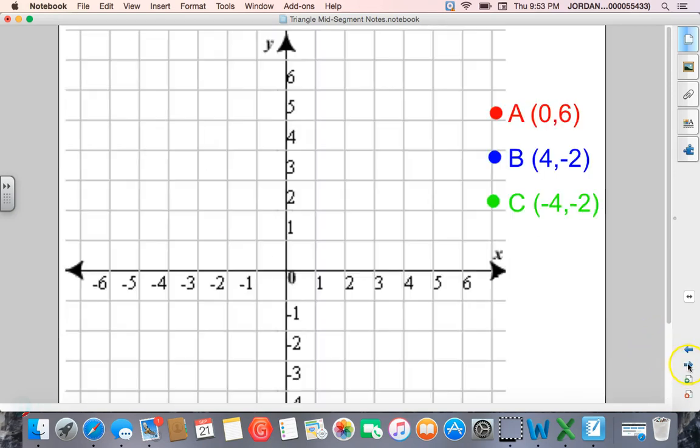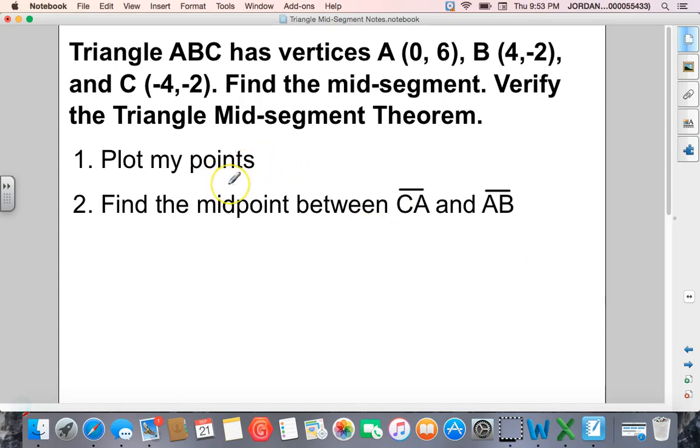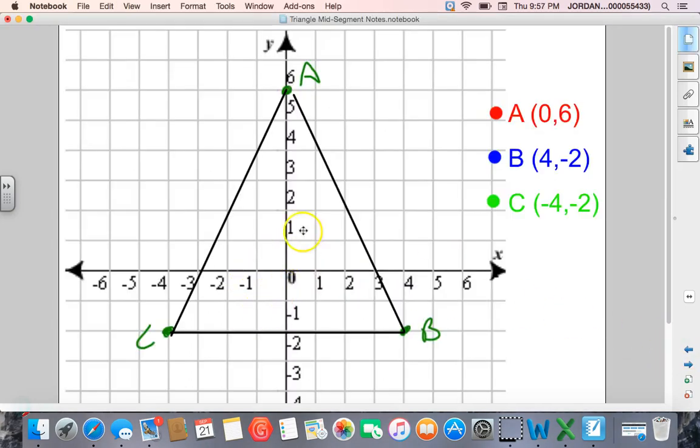So let's go a step at a time through one of these. So here's our points and our coordinate plane we're going to do. So first step is to plot the points. I want to pause it. You guys go ahead and plot the points real quick on your graph. All right. So we got our points plotted, A, B, and C.